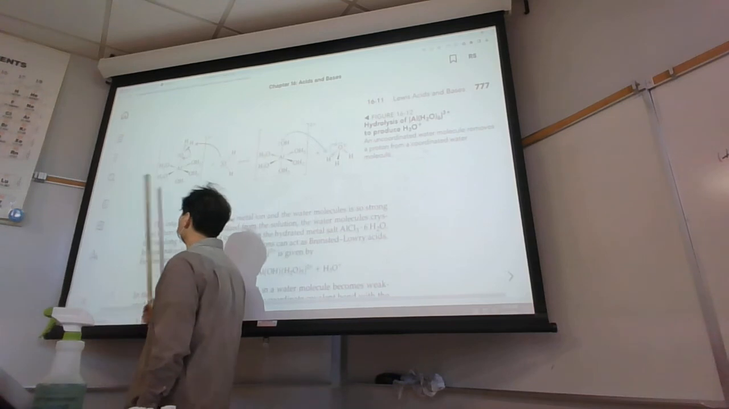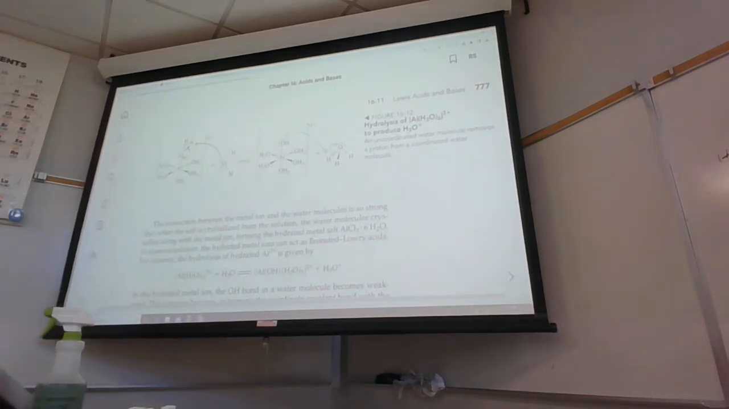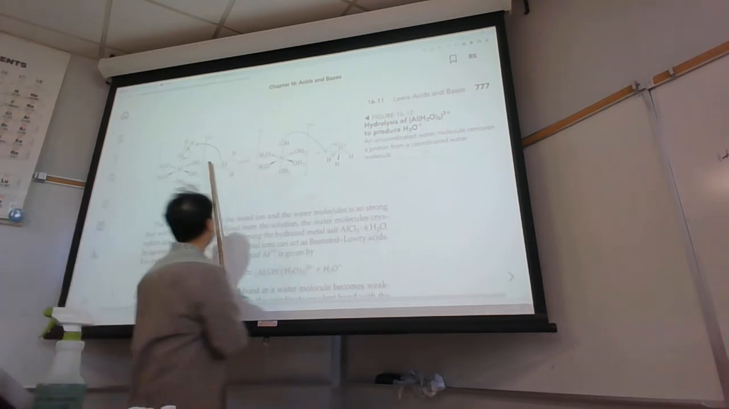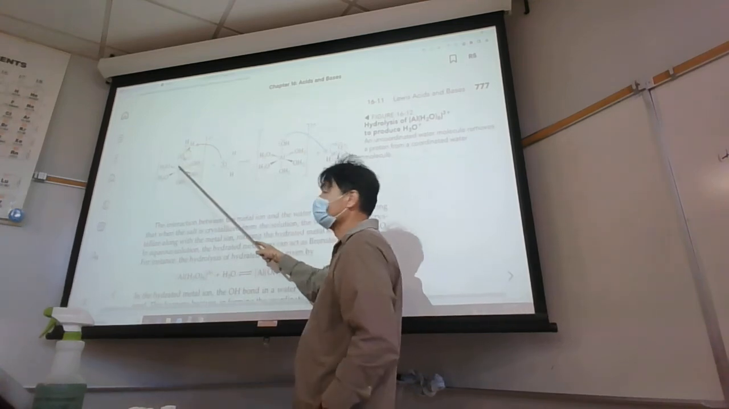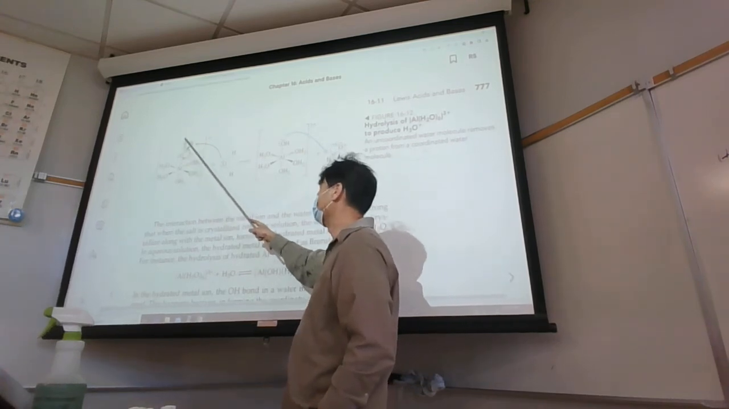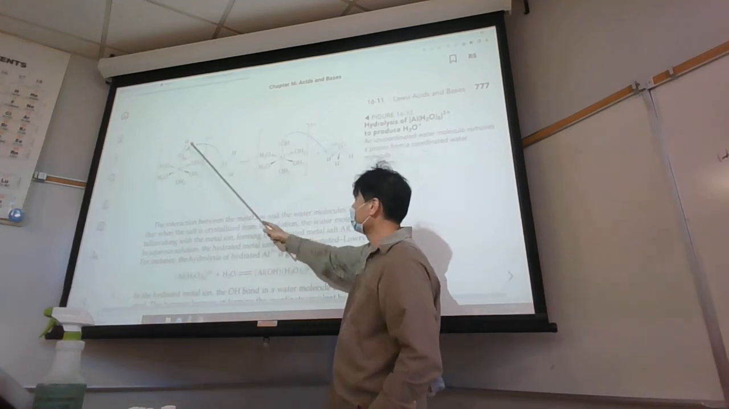And so when we look at the hexa-aqua aluminum 3 ion shown here, it has a Ka of 10 to the minus 5, which means it's just slightly less acidic than acetic acid, but more acidic than carbonic acid. You see that? And so this is a pretty decent acid, because of the electron withdrawing effect of the aluminum 3 ion, making these hydrogens much more positive. And so water can come along and pluck that proton off.